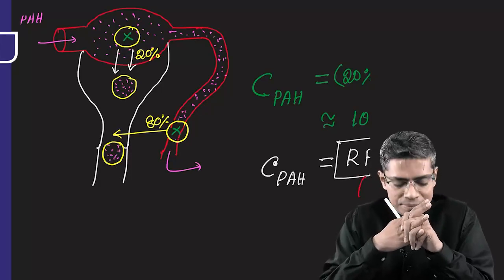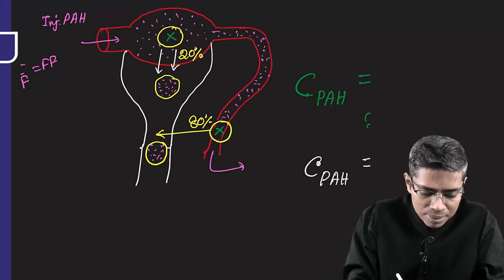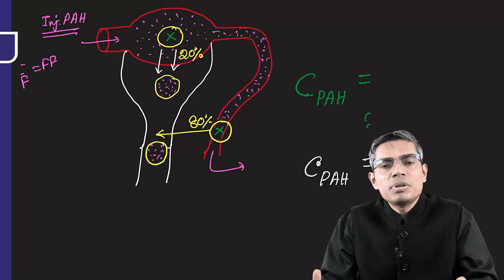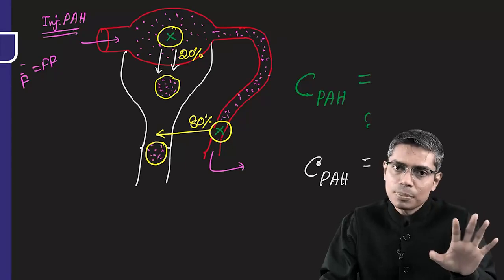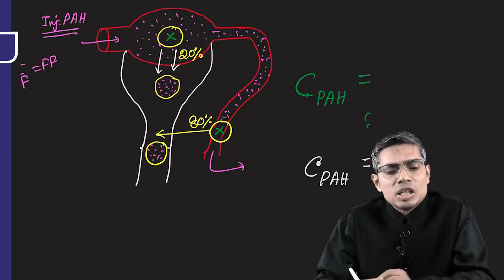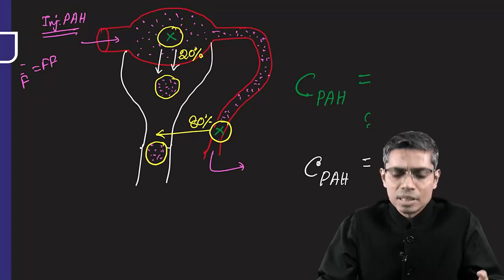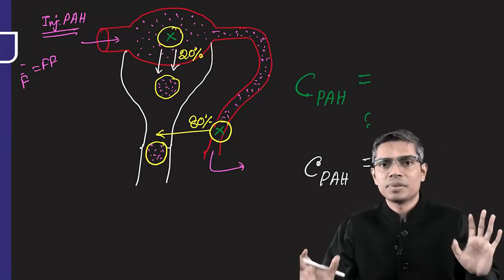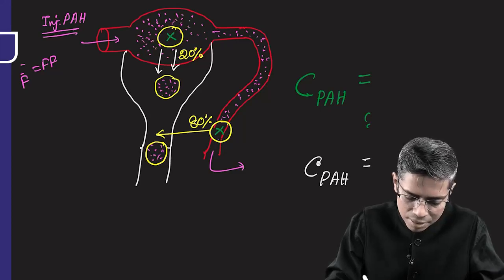Now, whenever we are discussing this clearance of PAH, there is another problem. I told you that PAH is not produced endogenously, so I have to give an injection. And how much are you going to inject in the patient? There is a particular protocol, and you have to follow it. But suppose you have injected a huge amount of PAH into the patient by mistake. So what will happen? Obviously, the concentration in the plasma will be higher, because you have injected a huge amount of PAH.